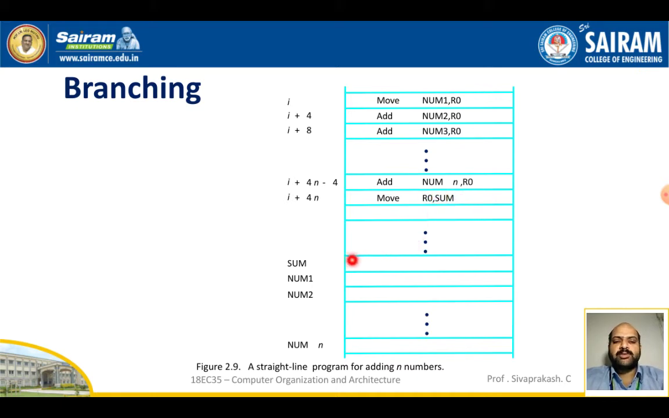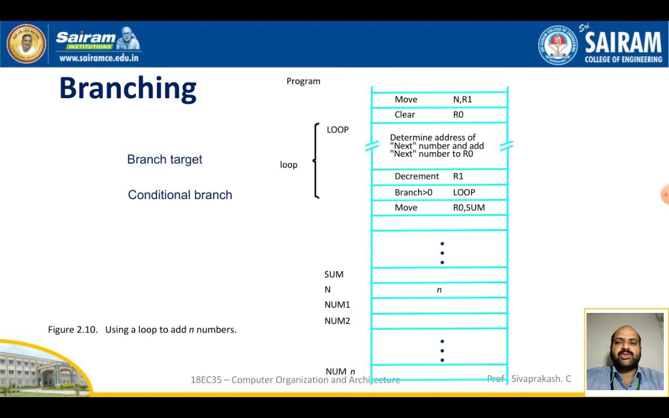The sum location is somewhere in memory. We do Move R0, sum. The total of all the numbers is then moved to the location sum, where the data is stored. This is called straight line programming for adding n numbers, before introducing the branching instruction.